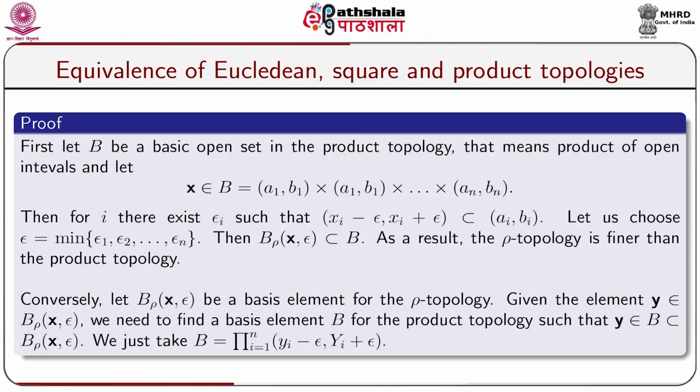Given y belongs to B_rho(x, epsilon), we need to find a basis element capital B for the product topology such that y belongs to B, a subset of B_rho(x, epsilon). Therefore, if we take B equal to the product over i equal to 1 to n of (y_i minus epsilon, y_i plus epsilon), then this proves that the product topology is equal to the sup topology. So this concludes that the product topology, the sup topology and our Euclidean topology, all these three topologies are equivalent on R^n.